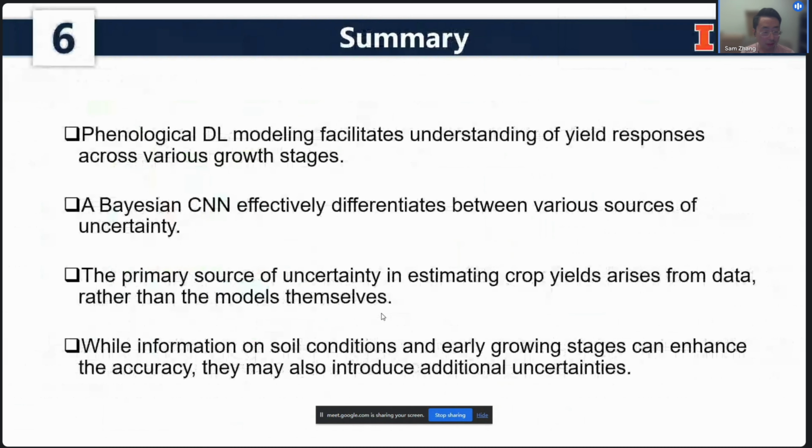To summarize, we incorporate the phenology information into the deep learning models, which can help us understand the yield response across different growth stages. And we use Bayesian theory in the same model, which can help us differentiate between different sources of uncertainty. And we found that the primary source of uncertainty for crop yield estimation arises from the data itself rather than the model.